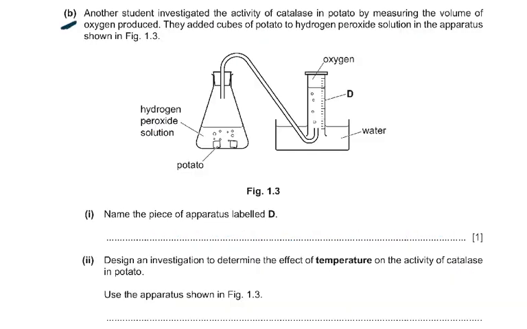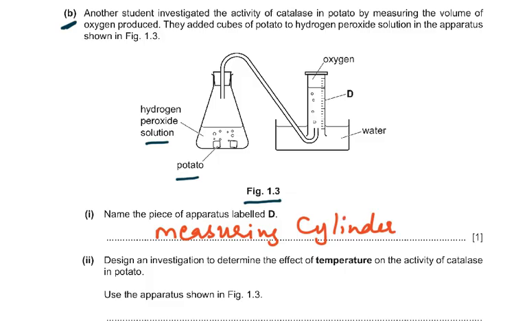Then coming to the B part of the question, another student investigated the activity of catalase in potato by measuring the volume of oxygen produced. So we've got hydrogen peroxide here, we've got the potato here, we've got a flask, and then they added the cubes of potato to hydrogen peroxide solution in the apparatus shown in figure 1.3. And then what we've done is we've collected the oxygen. Name the piece of apparatus labeled D. What is it? It's a measuring cylinder.